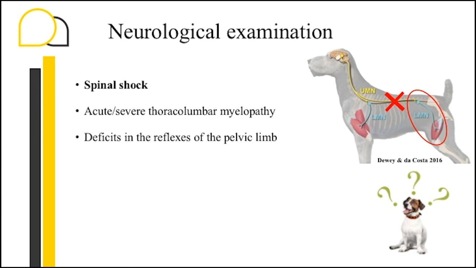In dogs and cats, spinal shock is generally considered to be short-lived. However, there's evidence that pelvic limb withdrawal reflexes may be decreased for periods of 12 to 48 hours. It's mostly associated with ischemic myelopathy, so vascular accidents in the spinal cord, but we see it as well very frequently with acute disc disease.